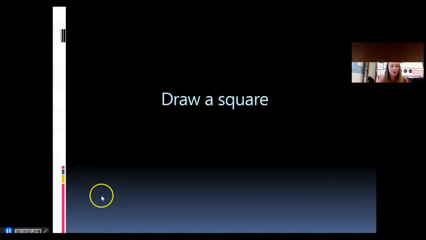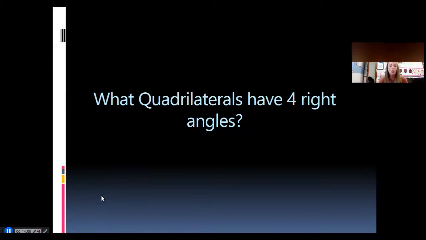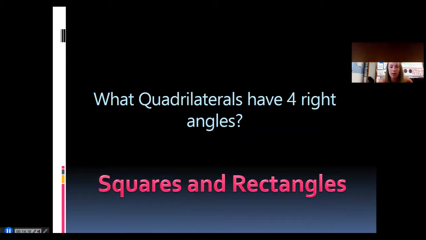All right, kiddos, let's see what else we got. What quadrilaterals have 4 right angles? Well, if you said a square and rectangles, you are correct. They are the only 2 quadrilaterals that have 4 right angles, or perfect L's.